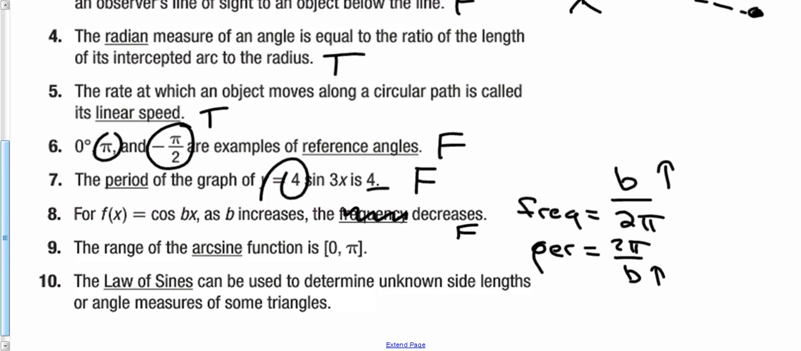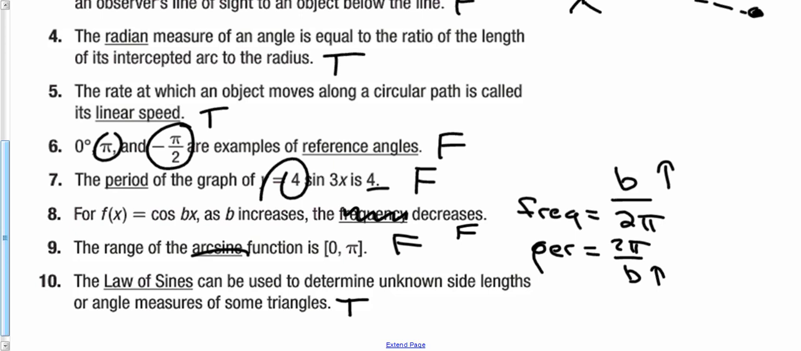Okay. That is false also, because the range of the arc cosine is going to be 0 to pi. Arc sine is going to go from negative pi over 2 to pi over 2, just like arc tangent, from negative pi over 2 to pi over 2. And last, the law of sines can be used to determine unknown side lengths or measures of some triangles. That is true. Okay?